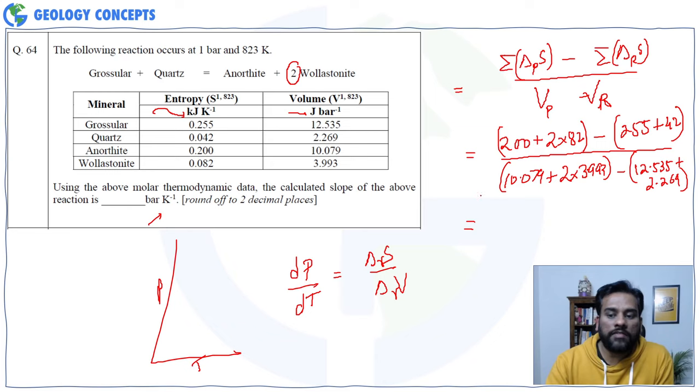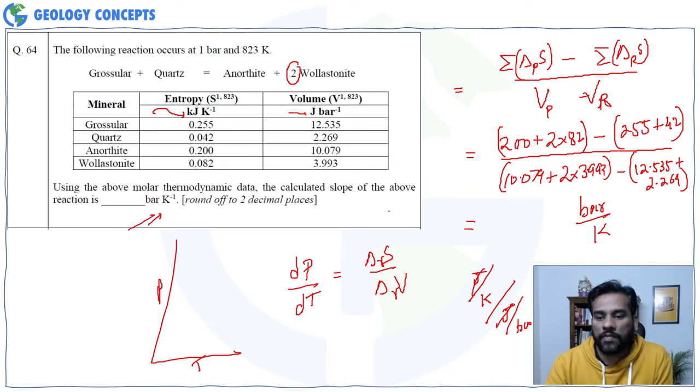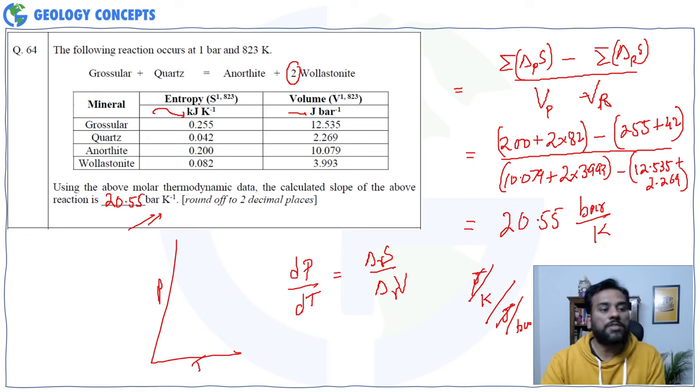This numerator will be joules per Kelvin and denominator will be joules per bar. So joules will cancel, bar will go up. So this unit will be bar per Kelvin, and it is asking in bar per Kelvin. So okay, whatever the answer comes here will be the correct answer. It will come out to be 20.55 or 54 something, but if you round it off, it will be 20.55. So the correct answer will be 20.55 bars per Kelvin.